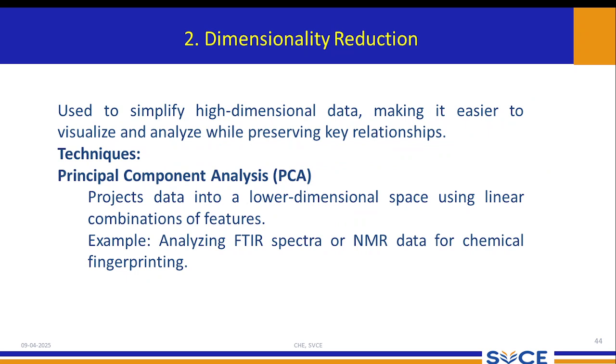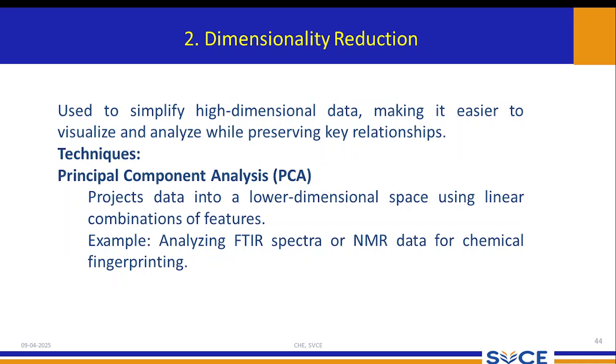So the second point in unsupervised learning is dimensionality reduction. Whenever we hear the words dimensionality reduction, the first thing we think of is principal component analysis. It projects data into a lower dimensional space using a linear combination of features.